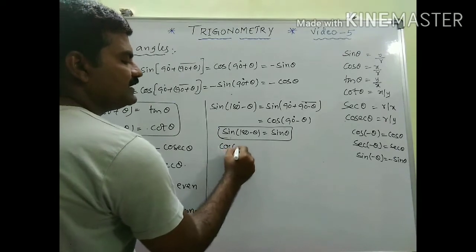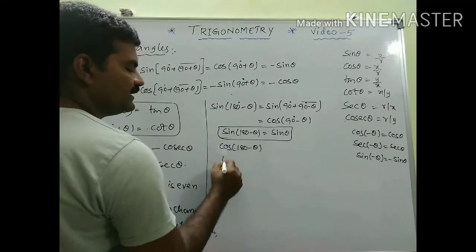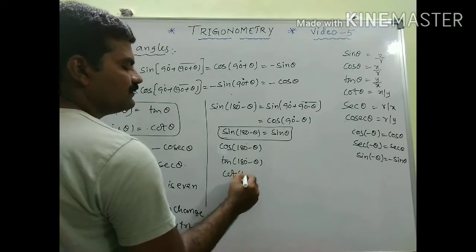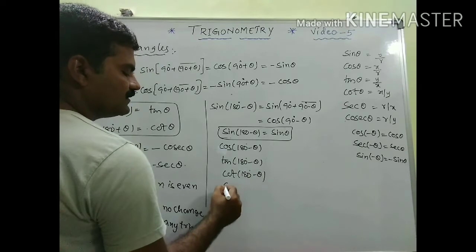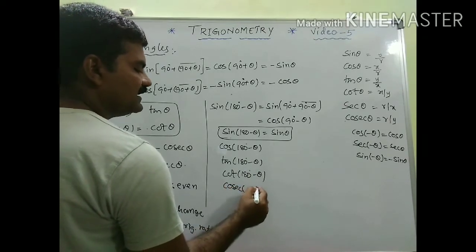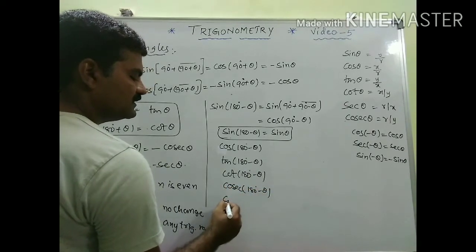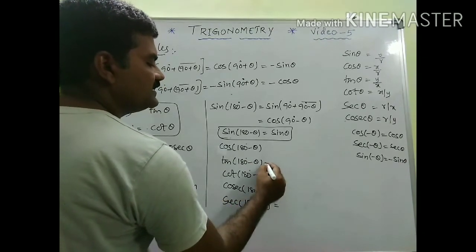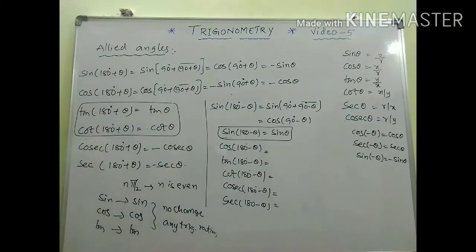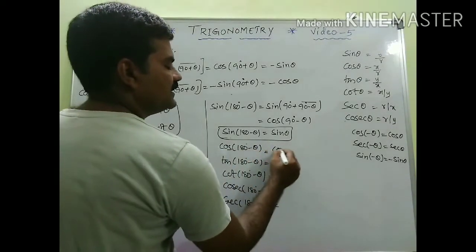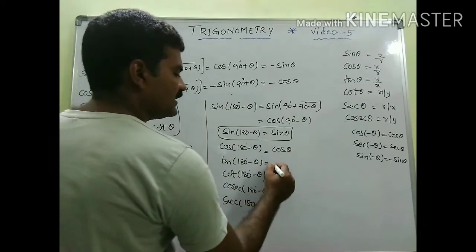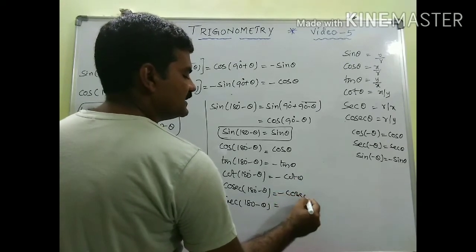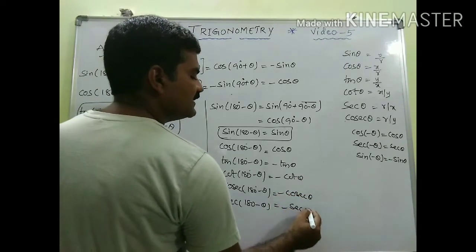In the same manner, you can also find cos of 180 minus theta, tan of 180 minus theta, cot of 180 minus theta, cosecant of 180 minus theta and secant of 180 minus theta. You know, here in this case only sine and cosecant are positive. For cos, you are going to get minus cos theta and rest of them are minus tan theta, minus cot theta, minus cosecant theta and minus secant theta.